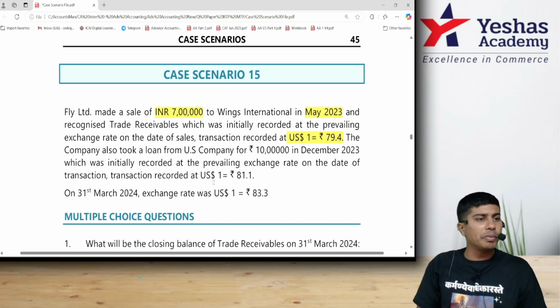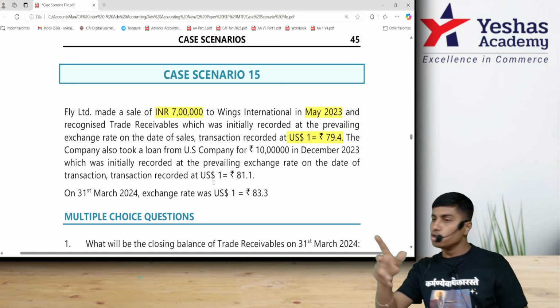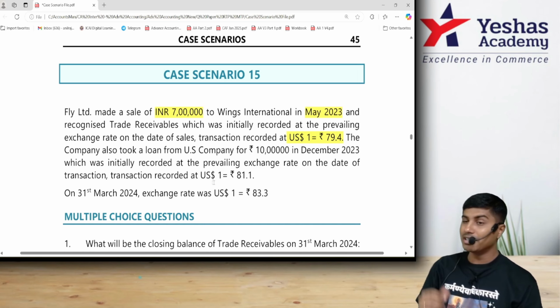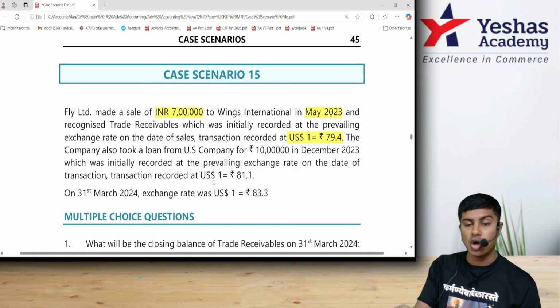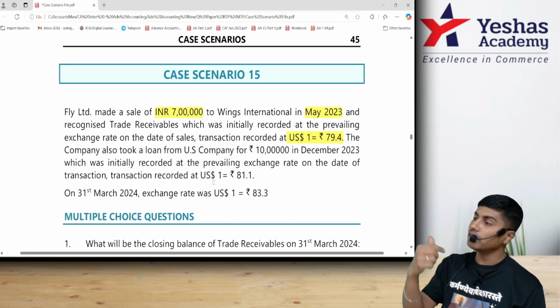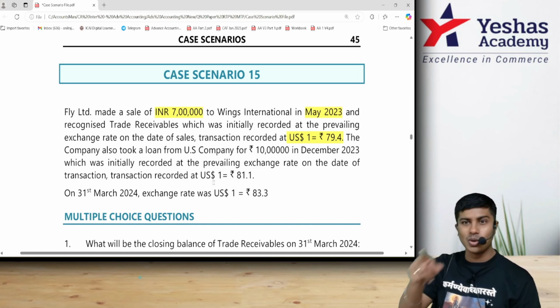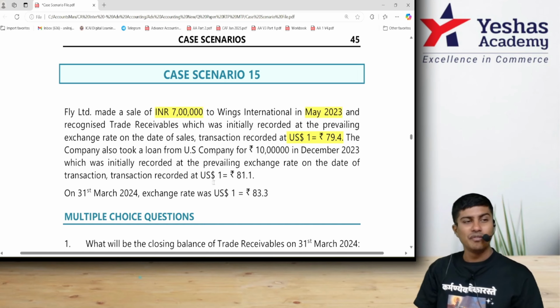Sir, they've already given rupees. Why should we find the dollar value? There is no problem with sales income. That will be recorded at 7 lakh rupees. But the trade receivables, if not received before year end, on the year end I have to restate the trade receivables to closing rate. To restate it to closing rate, I need to know the dollar value, which is not given in the question. Shall we figure it out?